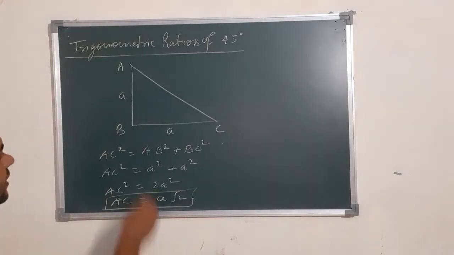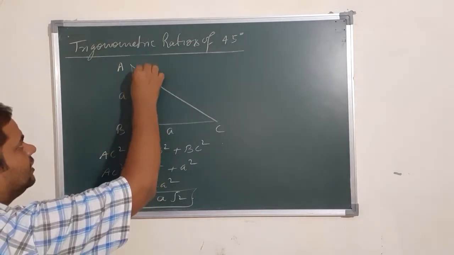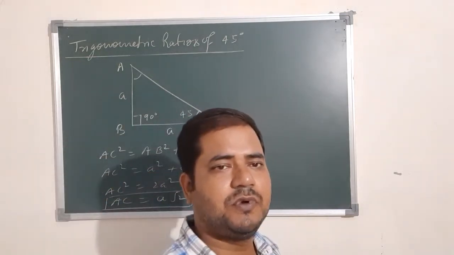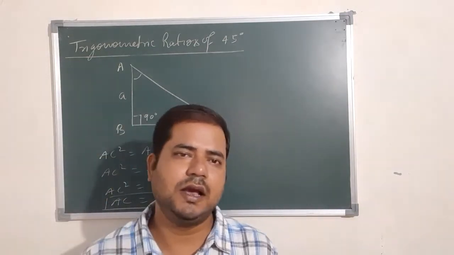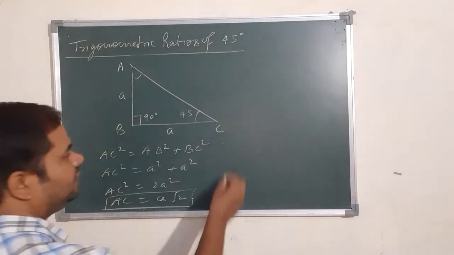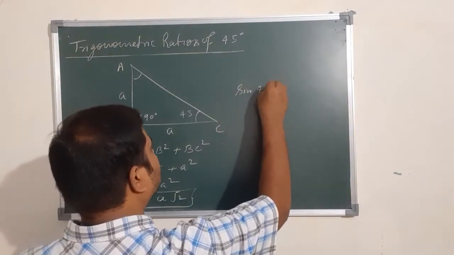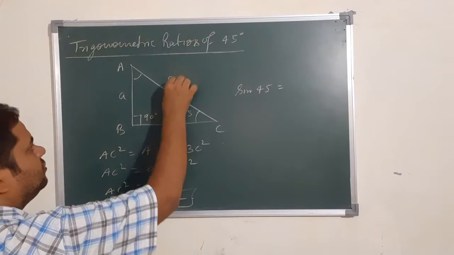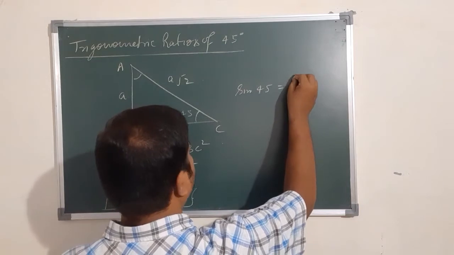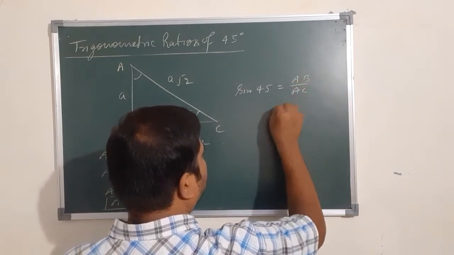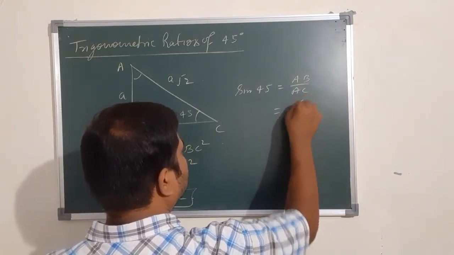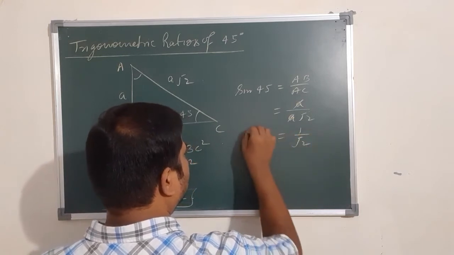And being a right angle triangle, this is 90 degree. Then this is 45 and this is 45 because this is an isosceles triangle. So if one angle is 90 degree, then the other two are 45 and 45. So sin 45 is perpendicular upon hypotenuse, AB upon AC. AB is A and AC is A root 2, so this cancels, sin 45 is 1 by root 2.